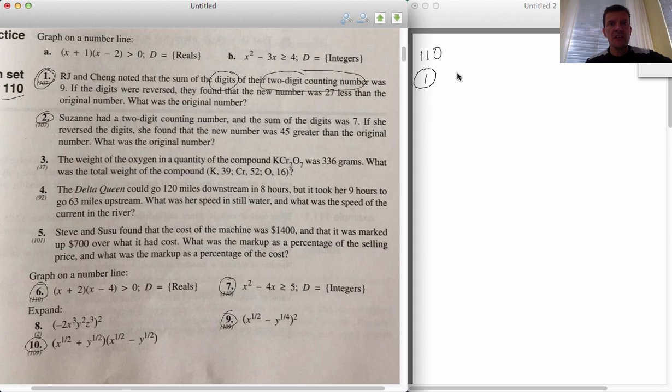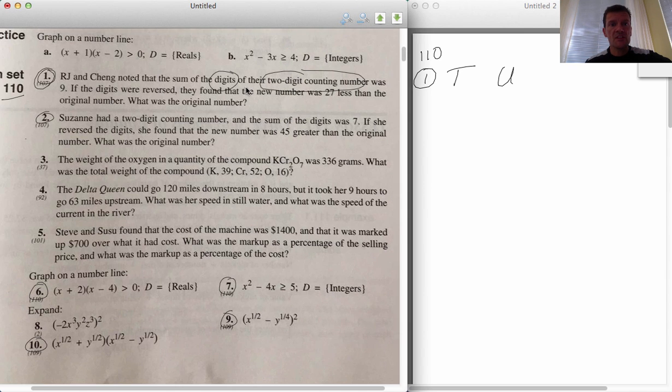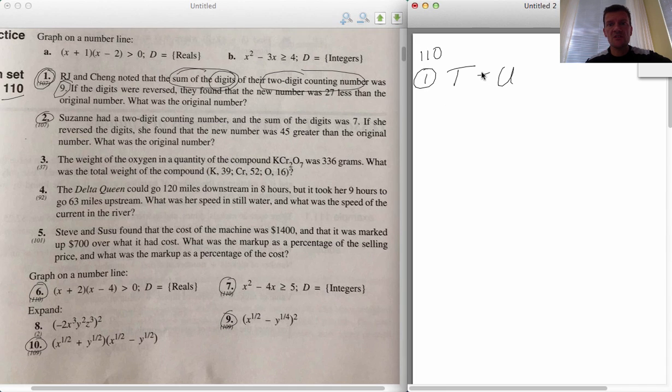So in a two-digit counting number, you have a digit in the tens place and a digit in the units place, or ones place. So I'm going to use T as the digit in the tens place and U as the digit in the units place. And it tells us here that the sum of the digits of that number is 9. So that means T plus U is 9.